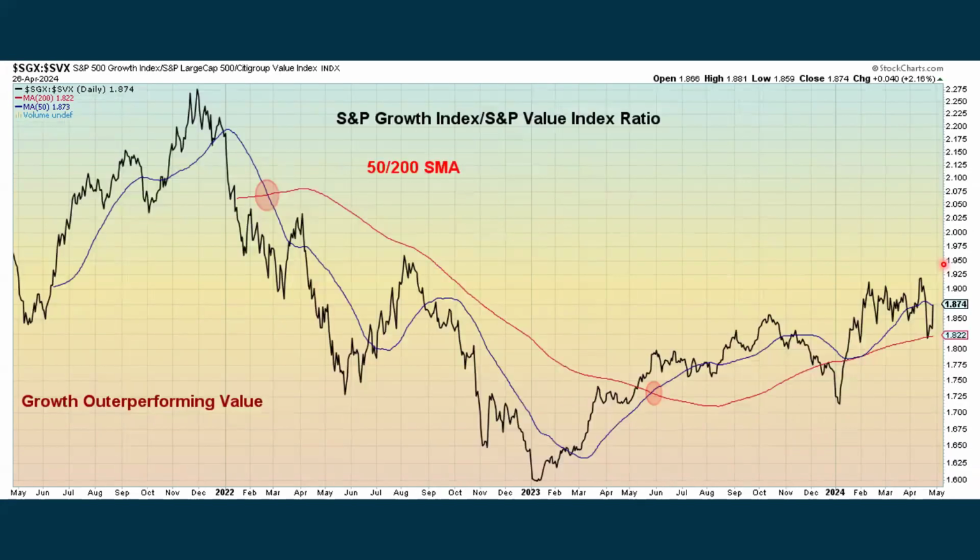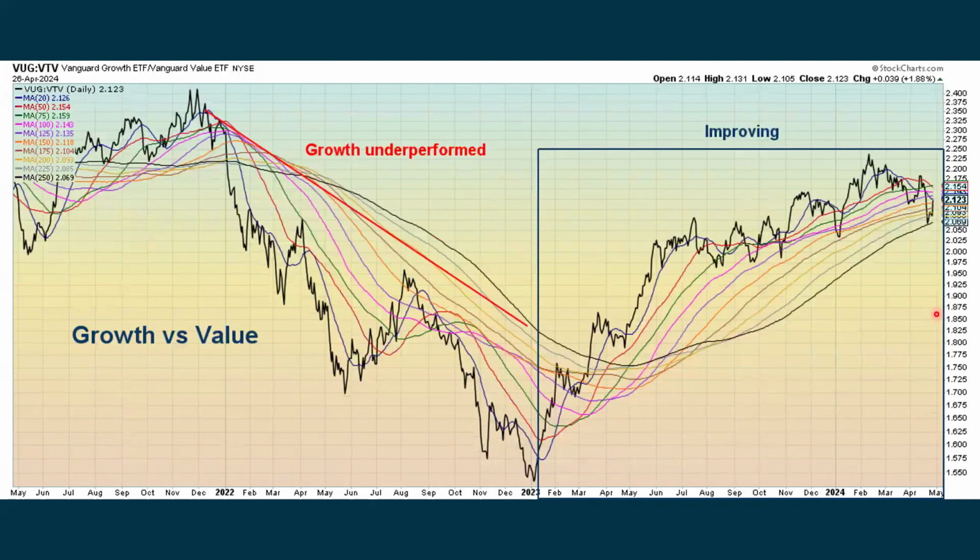Then here's another index where we look at the ratio between the two, showing how growth has been outperforming. It came down to the moving average and has now bounced back up to the other moving average. And then we look at some ETFs with growth to value. And I've been showing these quite a bit in the daily video lately, because we came down with this ratio all the way to the 250-period moving average. And so far, we've been bouncing up off of that.